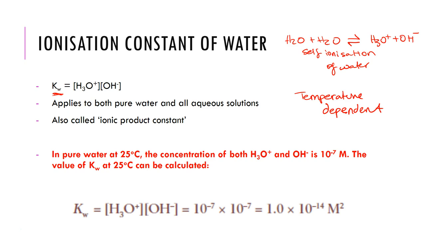And if we actually measure the concentration of each, we will find that it's 1 times 10 to the negative 7 molar, or 1 times 10 to the negative 7 moles per decimeter cubed. Okay, which means that we can write that Kw is equal to the concentration of H3O plus multiplied by the concentration of OH minus. Because they're the same, they're going to be the same value. When we multiply these values together, we just add together the indices, and what we get is this value here, which is 1 times 10 to the negative 14 moles per litre squared.